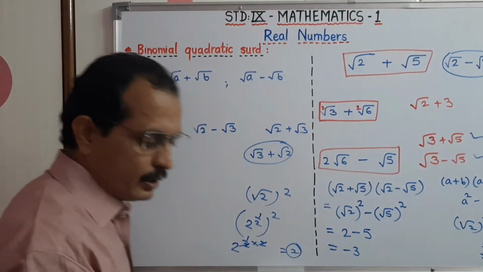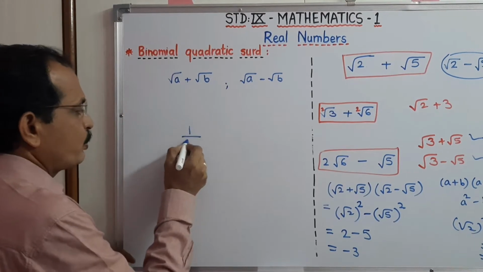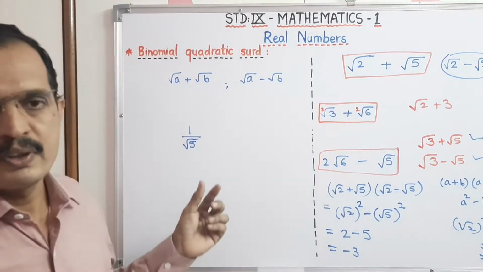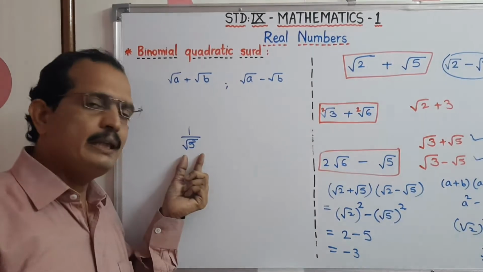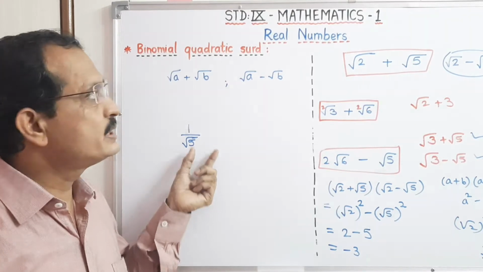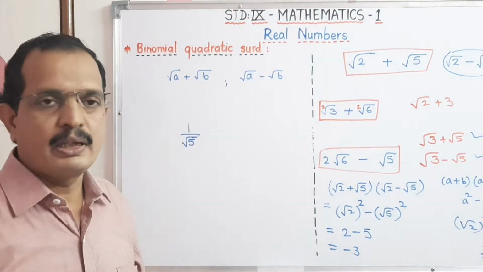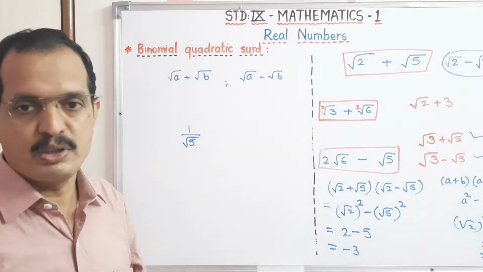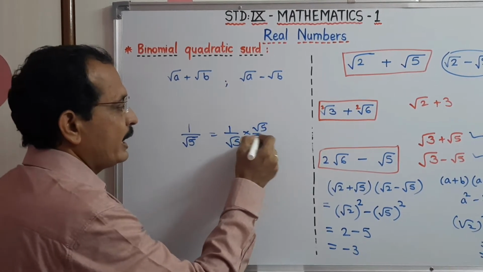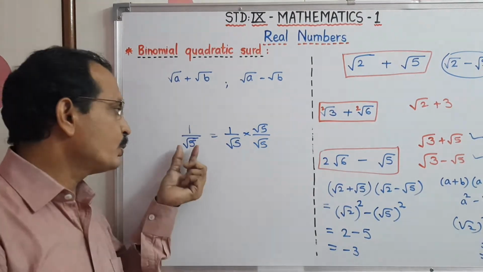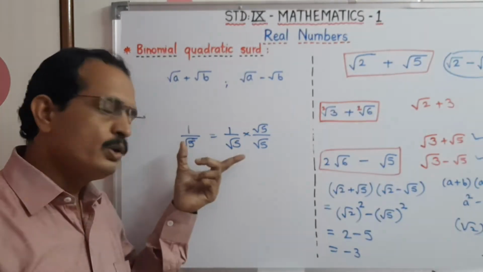In the previous lecture, we learned about this. See here, it is 1 upon root 5. Here 1 is the numerator and root 5 is the denominator. Root 5 is a surd, which is an irrational number. If we have to convert this denominator into a rational number, we learned about the rationalization of the denominator. What we do is multiply this by root 5 as well as divide by root 5. Such types of questions we have already learned and solved.